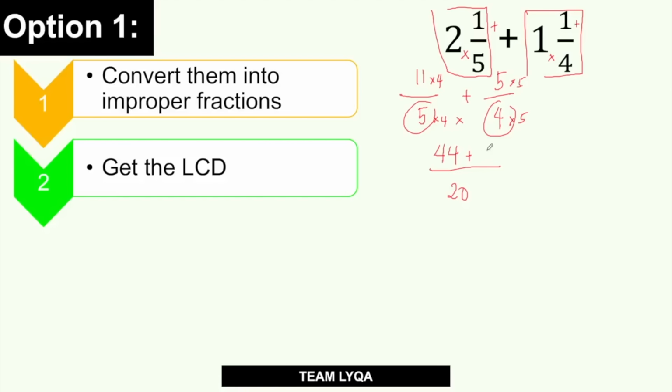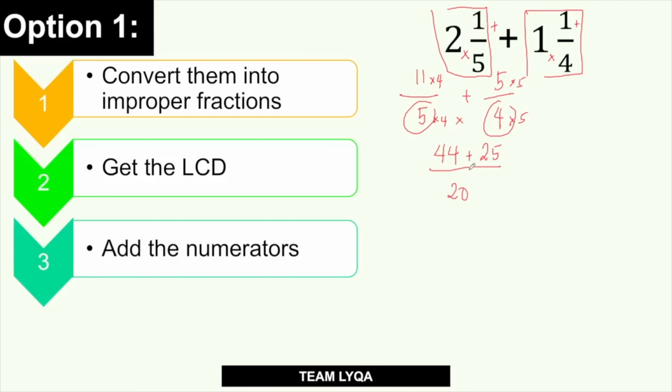So, 5 times 5 is 25. That is the next step. Okay, so nakuha mo na yung LCD at na-convert mo na rin sila. Next step, add the numerators. Ang numerators number sa taas, i-add mo siya.